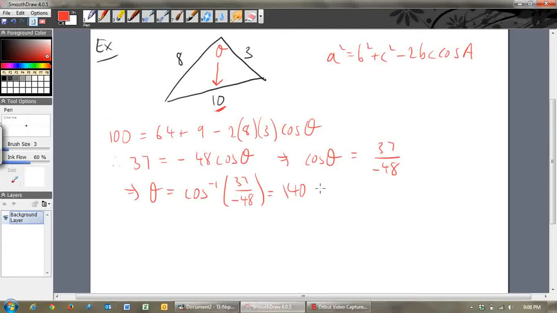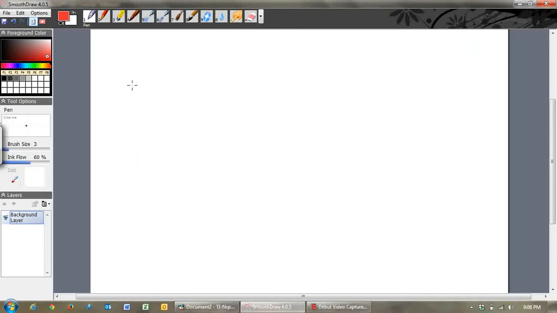3 degrees. And there's your answer. Okay, so that's how we use the cosine. That's an example of how you'd find an angle in a triangle where you only know the 3 side lengths. Okay, I'll do an example now of where you're trying to find a side length.